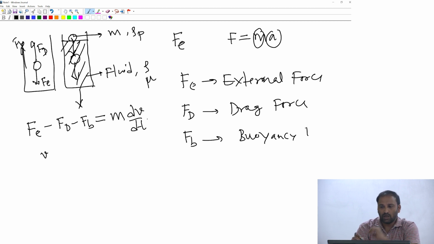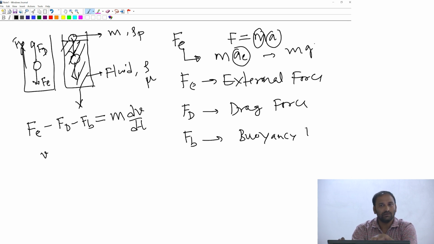Now in general, the external force Fe, I can write as some mass times some acceleration Ae. That Ae would depend on the type of external force that you're considering. If you consider gravity, it's going to be m times g. And if you consider the centrifugal force, it could be something else. Therefore I could write m times Ae, that is your external force, minus Fd.